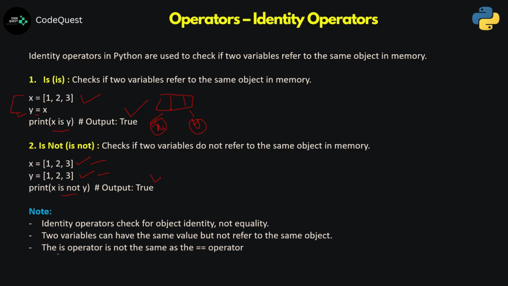So one main thing we need to remember is that the is operator, which is the identity operator, is not the same as equal to, because equal to is going to compare the values rather than the addresses or the memory objects, whereas is always going to refer to the objects in the memory.